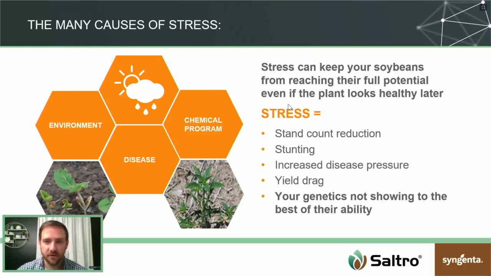So when you think about all of these different stresses and how they stack up, eventually something's going to be the straw that breaks the camel's back and starts to lead to things like stand count reduction, stunting, uneven emergence, which puts more pressure on your herbicide program, increased disease pressure just due to having weakened plants, ultimately yield drag. But what it means for a seed company is that all of that effort that's been put into proving your varieties, selling your varieties, growing them, and delivering them to an end customer, they're not going to show to the best of their abilities.